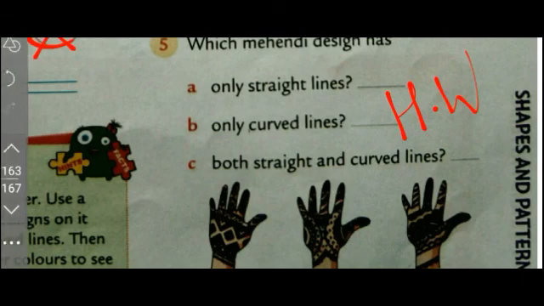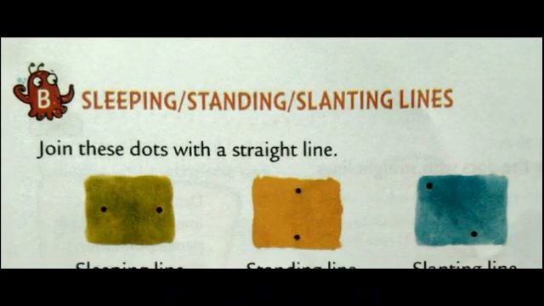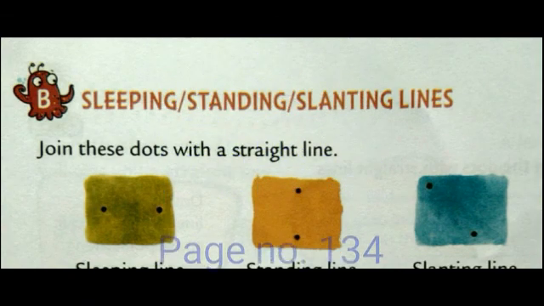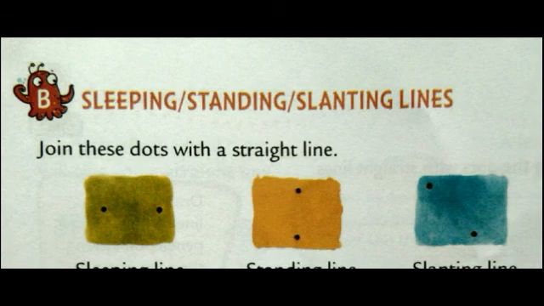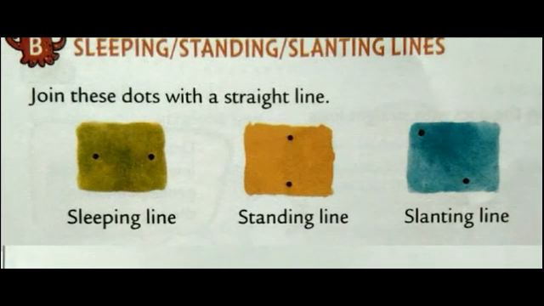Okay? Moving on to the next topic on page number 134. Sleeping line, standing lines and slanting lines. Now let's learn more about them. Join these dots with a straight line. Okay, so we have to join the dot first with the second one. So when we join the first dot with the second one, this is a sleeping line which is formed here. This is known as a sleeping line.